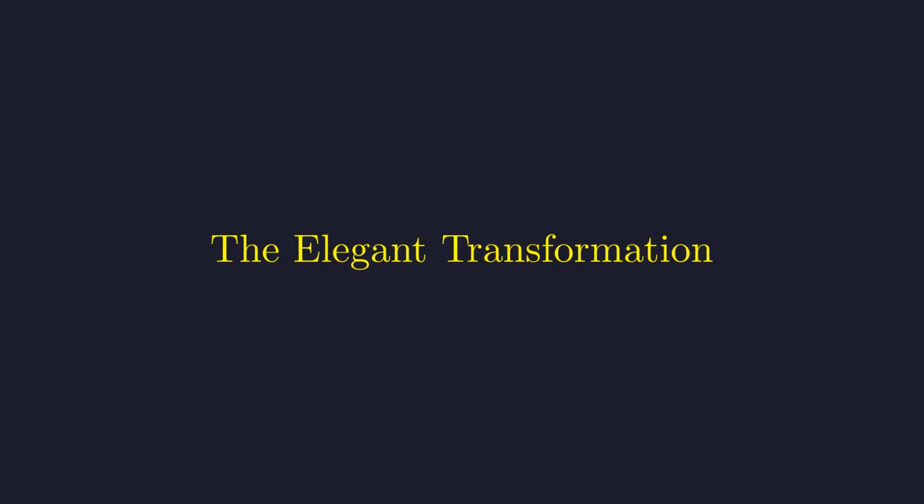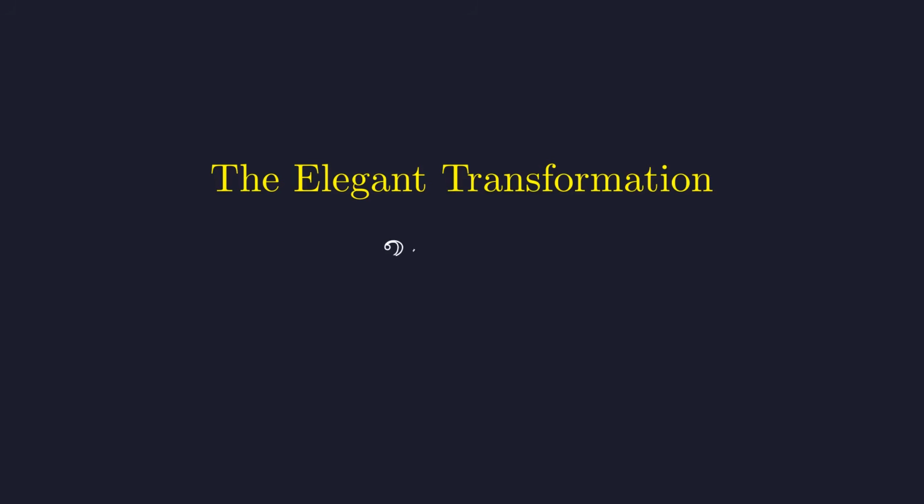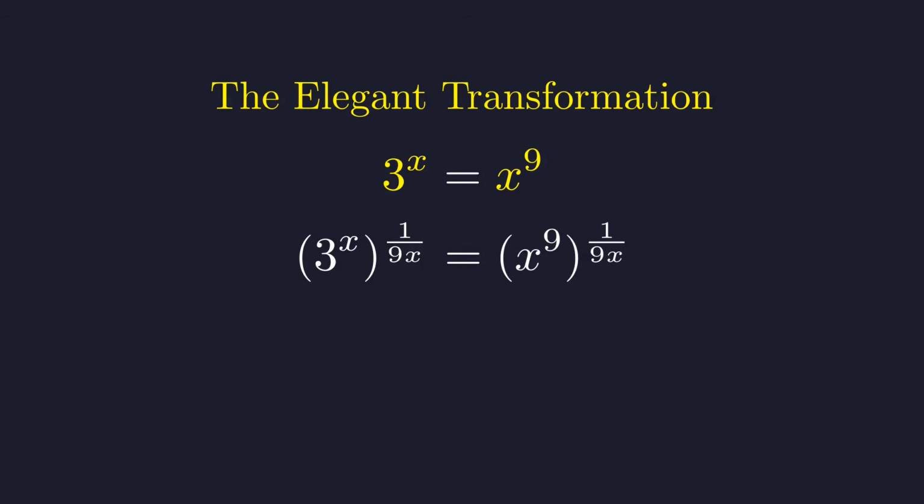Let's rewind. Instead of logarithms, we can manipulate the exponents to find a beautiful symmetry. Starting again with the original equation, our goal is to get this into a symmetrical form, like a to the a equals b to the b. Let's raise both sides to the power of 1 over 9x. This is valid since both sides are positive and 9x is not 0. This looks more complex, but watch what happens when we simplify the exponents.